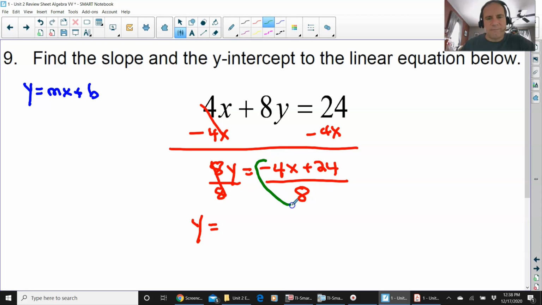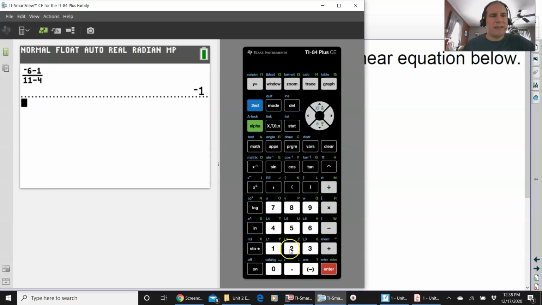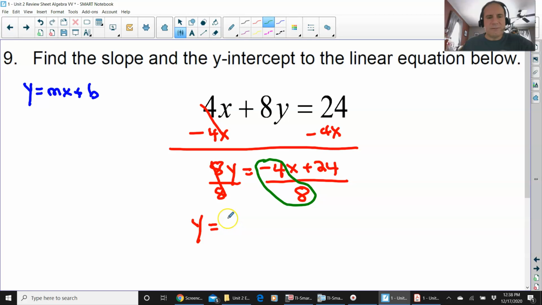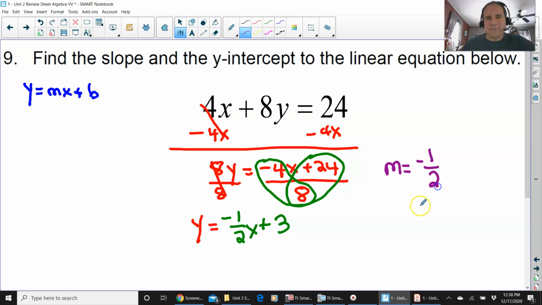I'm going to do -4 over 8. If you do not know what that is, put -4 over 8 in the calculator and press enter. It'll give you -1/2. That's what you reduce it to, -1/2 x, and then 24 divided by 8 is 3. So the answers are: the slope is -1/2 and the y-intercept is 3.